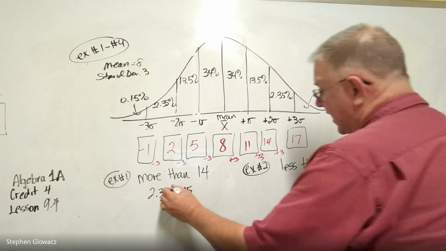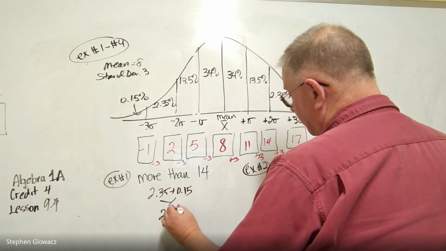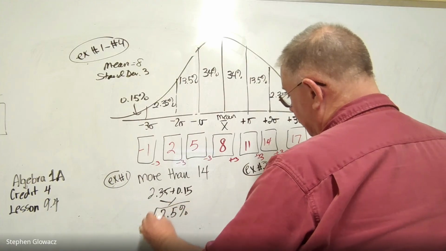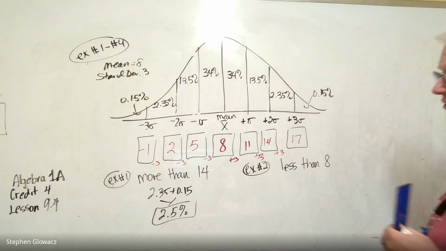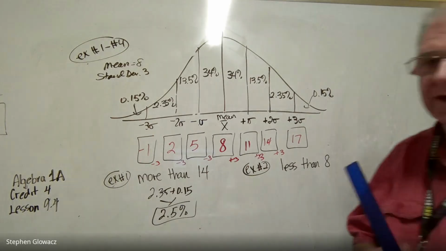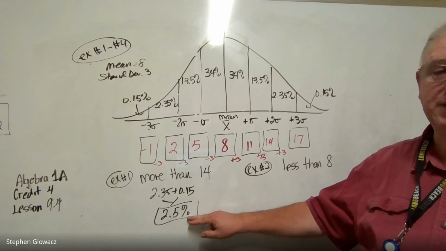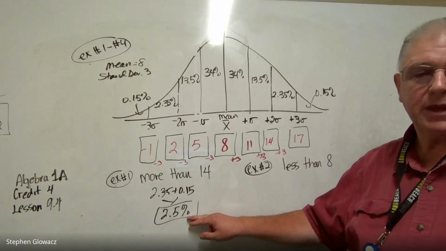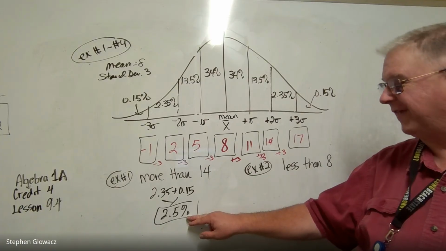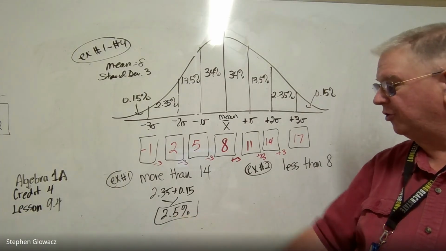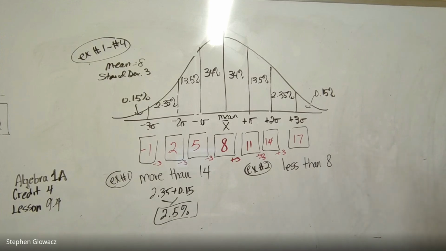And we add those up and we find that that would be 2.5. So the probability that a student likes more than 14 songs would be only 2.5%. So this would be someone that's probably a pretty big fan of that group. And so only a 2.5% chance that a student likes that many songs.